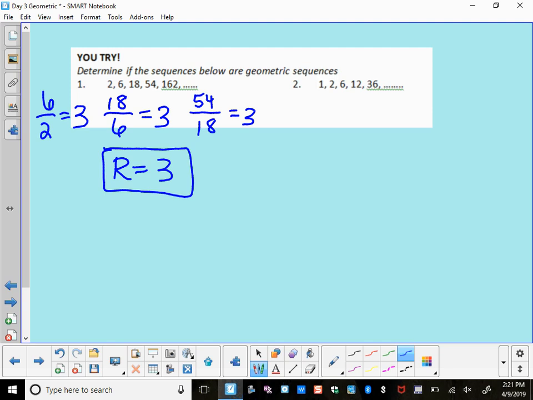But we do it this way, so when we have fractions, it's easier to see. Look at number 2. 2 divided by 1 gives me 2. 6 divided by 2 gives me 3. Do I have a common ratio? No. They're different numbers, so no. This is not going to be geometric. On your homework, quizzes and tests, if I'm telling you to find the recursive or explicit rule, it's because we already have a common ratio. You just have to find what it is.